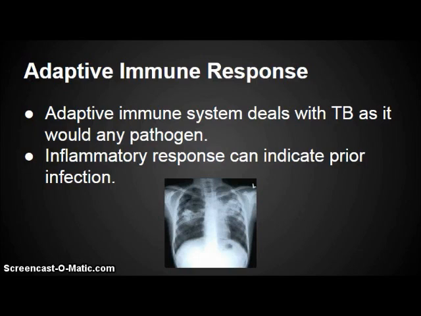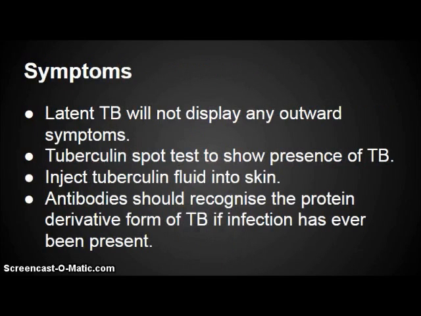Latent TB will not display any outward symptoms. However, a tuberculin skin test will confirm the presence of TB. This involves injecting tuberculin fluid into the skin. This uses a purified protein derivative from TB. If the person has had TB before, antibodies will recognize the PPD as a pathogen and the immune response will cause a lump to form.